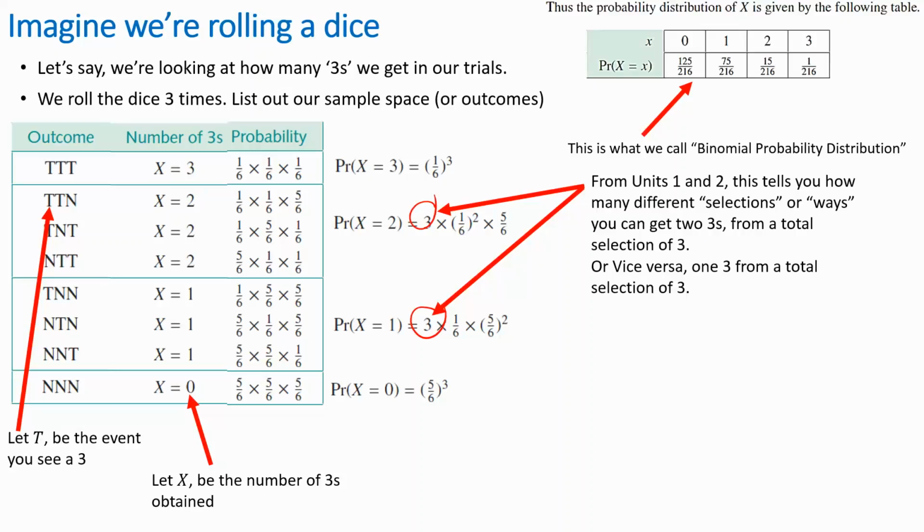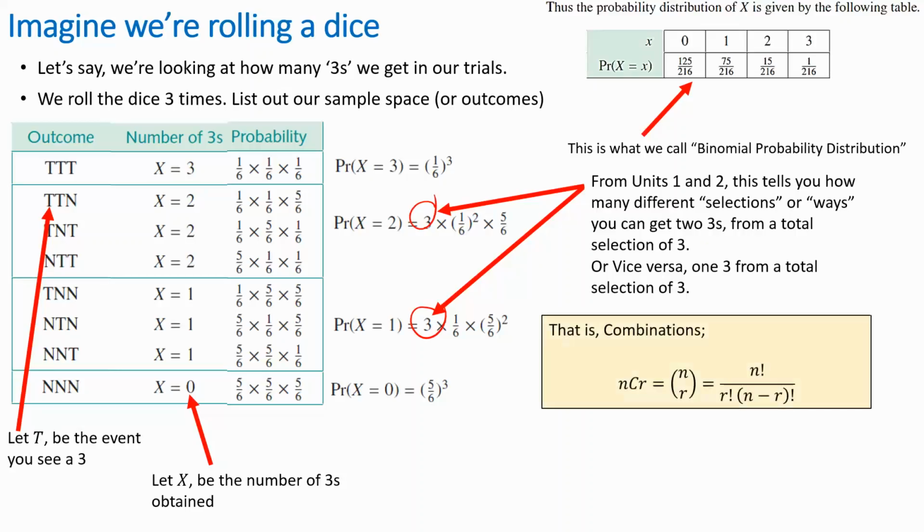And just a reminder, if you've forgotten your combinations, it was nCr. C for combinations, n for the total number of options that you have, r being the selected options you want. This is how we write it. n is the total number of options you have. In our case, it's 3. We only have 3 options. You either get 3 3s, or you don't. Okay, so there's only 3 options. And out of it, how many 3s do we want?